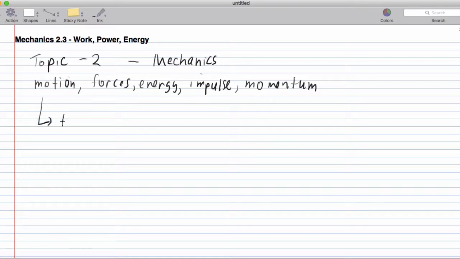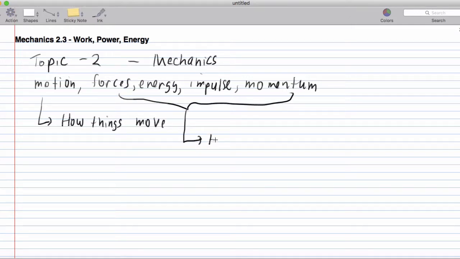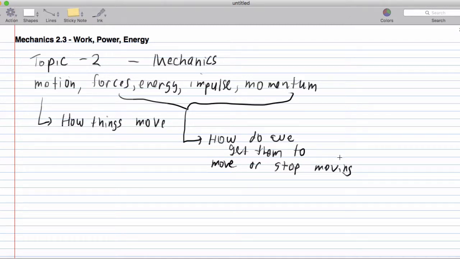talking about how things move and how do we get them to move or stop moving or change direction. That has been the whole point of everything we've been reviewing for the past 3.5 weeks.